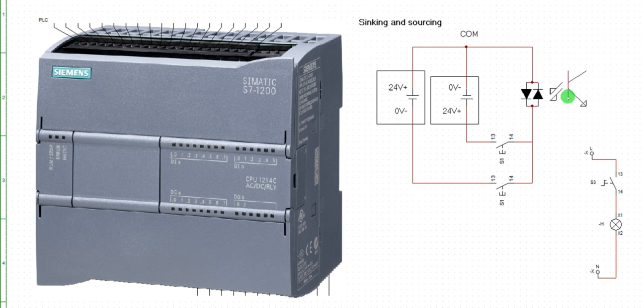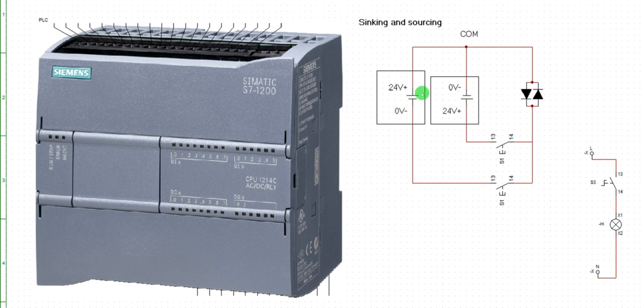In summary, make sure you understand the analogy of sinking and sourcing. So this is what it implies. It implies that positive will pass through the switch to get to your input bit, or negative will pass through the switch to get to your input bit. If positive passes through the switch, it's called sinking. If negative passes through the switch, it's called sourcing.